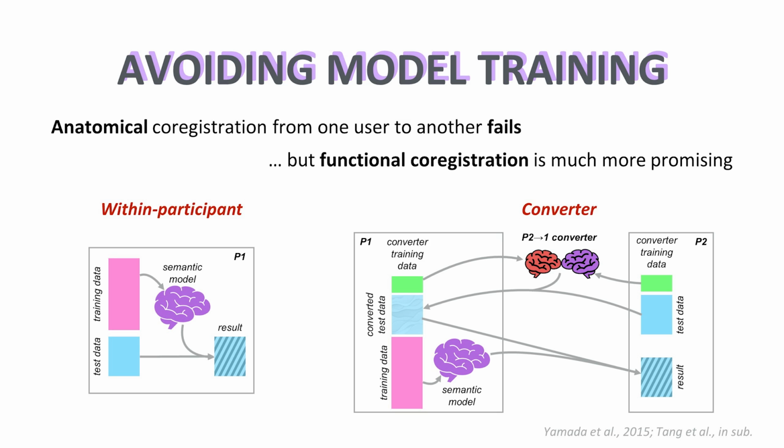But functionally aligning brains, so functional co-registration, actually is pretty promising. So let me describe what we're doing here. Within participant, this is the model that I was just describing. We have all this training data that we use to fit our model. We have some test data. We use the model to decode the test data. We get a result.